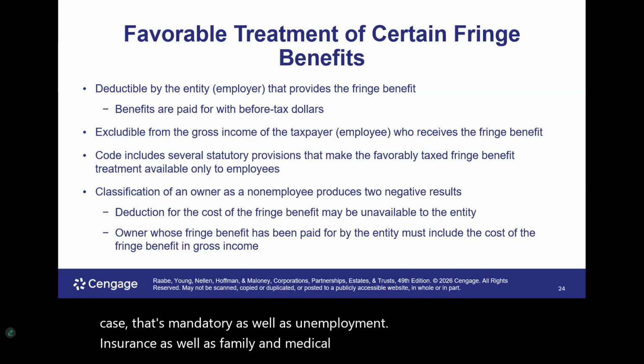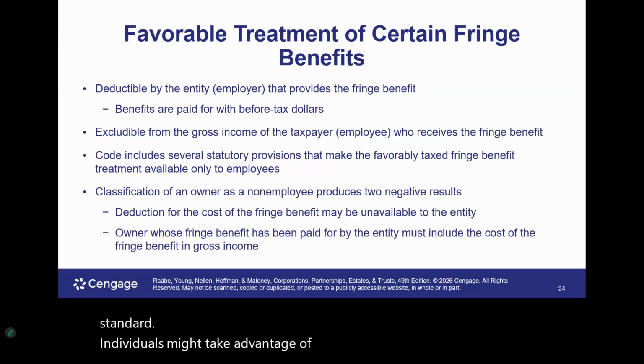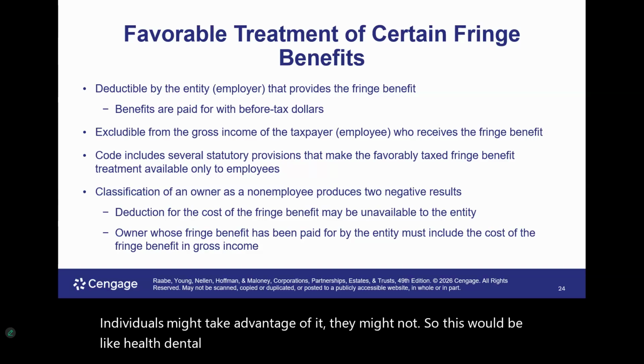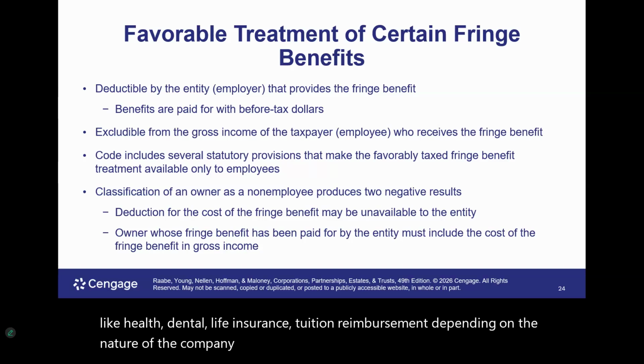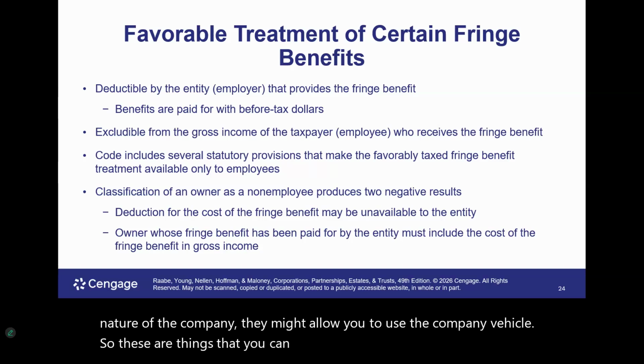Then there are some that are standard. Individuals might take advantage of it, they might not. So this would be like health, dental, life insurance, tuition reimbursement, depending on the nature of the company. They might allow you to use the company vehicle. So these are things that you can take advantage of. So those would be like the standard.